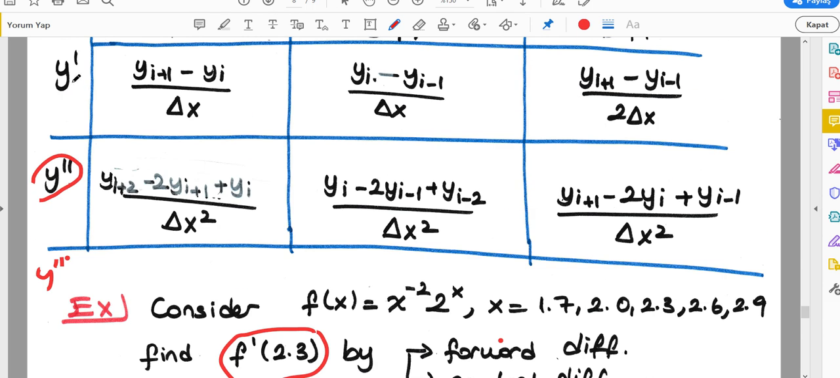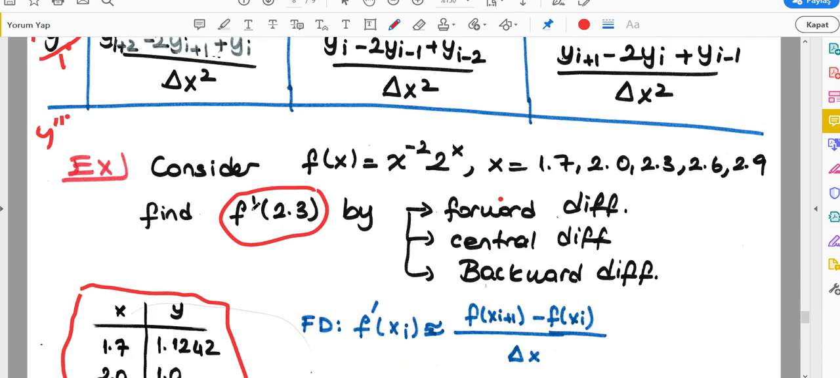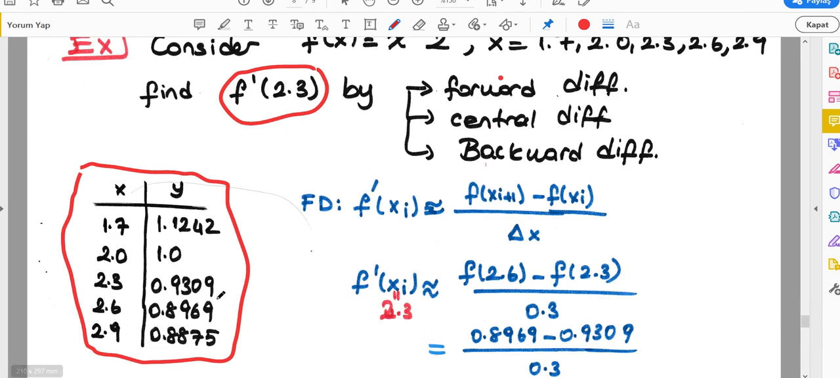Look here. If I'm writing the derivative at yi, you need to find yi plus 1, so I should write yi here, guys. This is important: yi plus 1 minus yi. So you need to find the values of the function here.